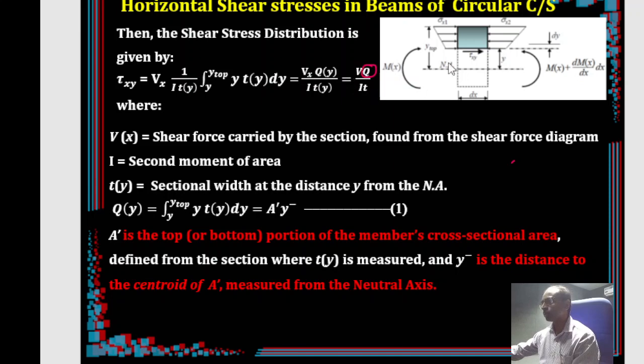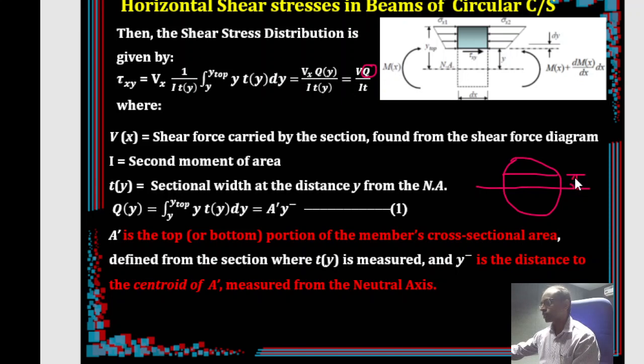And the moment of inertia depends upon the type of cross section. If it is a rectangular cross section, one value; if it is a circular cross section, another value; triangular cross section, another value. We know that. Then I is also known, and the width of the section is also easy to know, provided the section is not continuously changing. But in this particular case, it is a circular cross section where the width keeps changing.